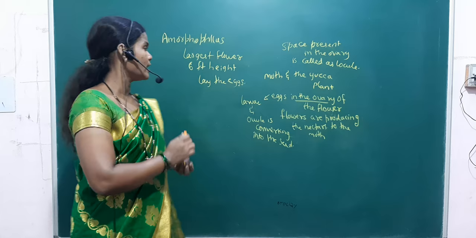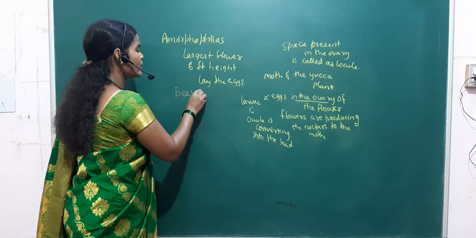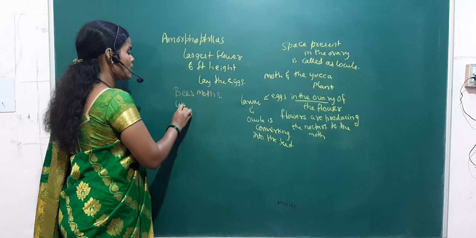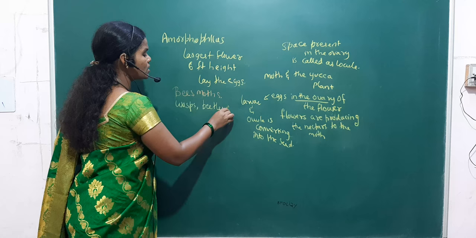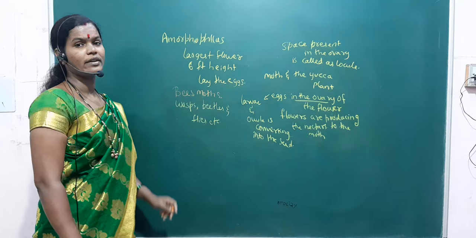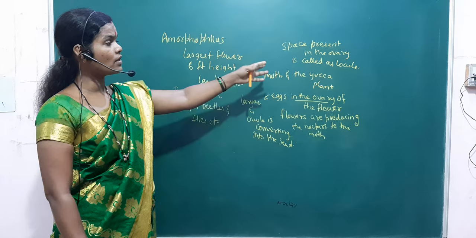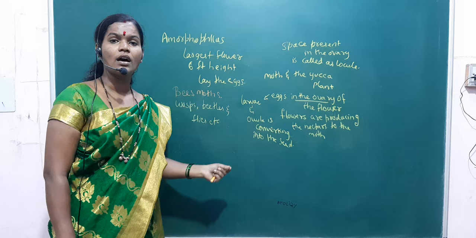So insects, like here we are going to see bees, moths, wasps, then beetles, flies, all these are the examples of the insects which are carrying the process of pollination. To attract these insects, what rewards are the flowers going to give? The flowers have a highly attractive color. They should have the fragrance. They should have the foul odor.